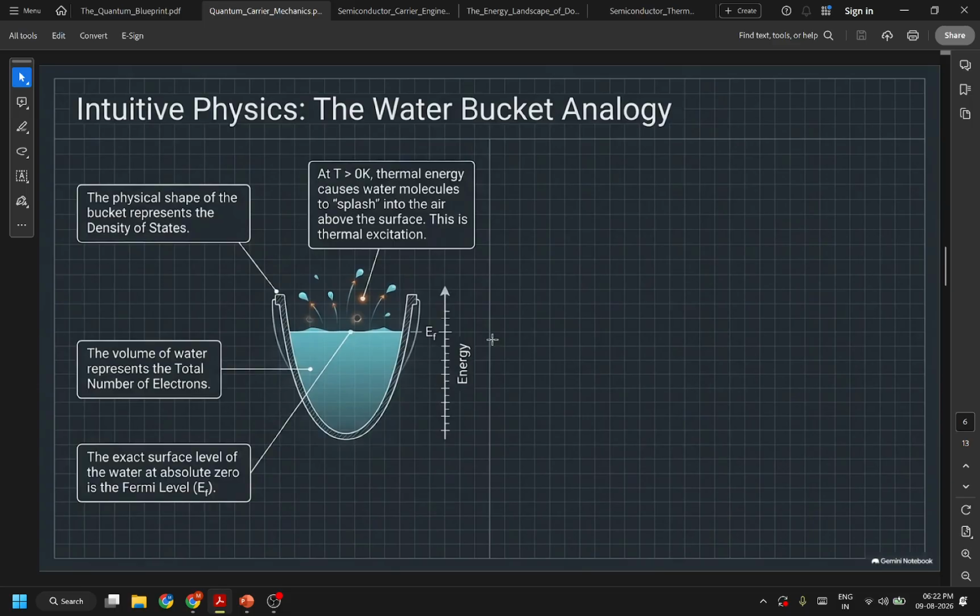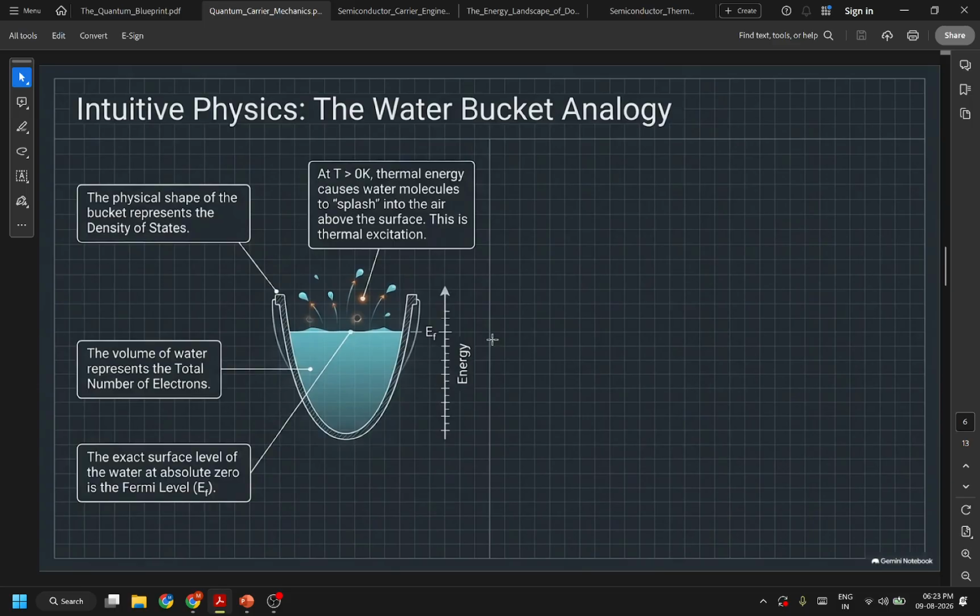So now we again understand this with an analogy. Let's assume the physical shape of the bucket represents the density of states and the volume of water represents the total number of electrons. So the exact surface level of the water at absolute 0 is the Fermi level. Everything is below this level, there is nothing above. So at T greater than 0 Kelvin, thermal energy causes water molecules to splash into the air above the surface. This is called thermal excitation.